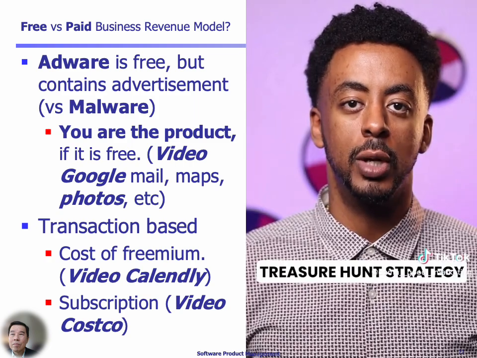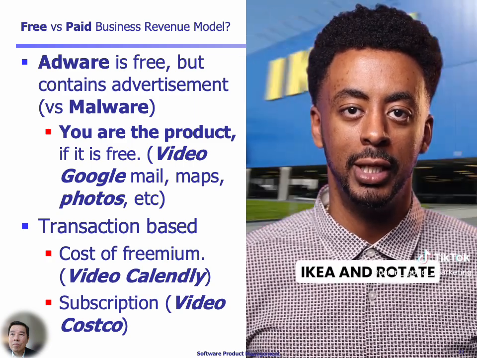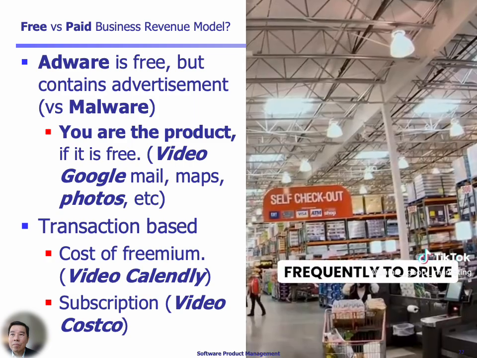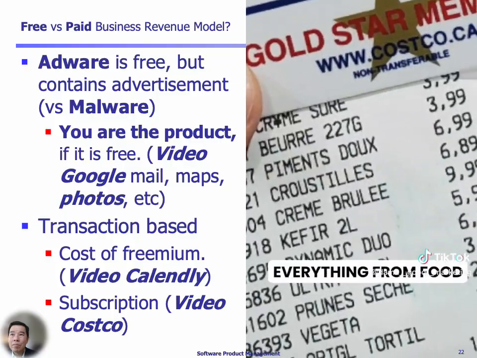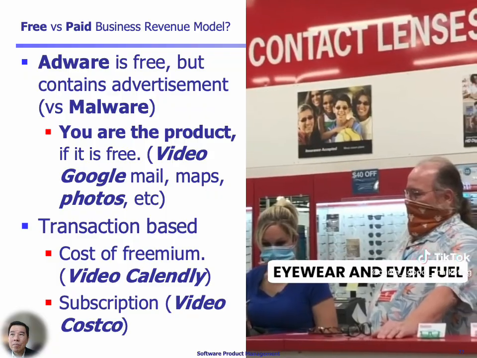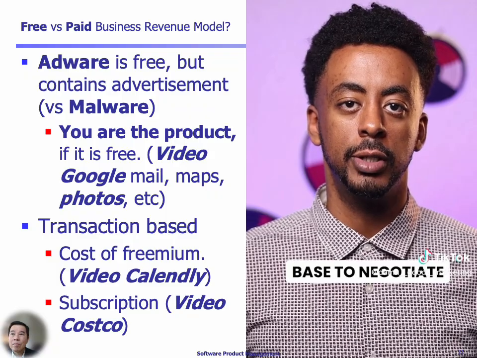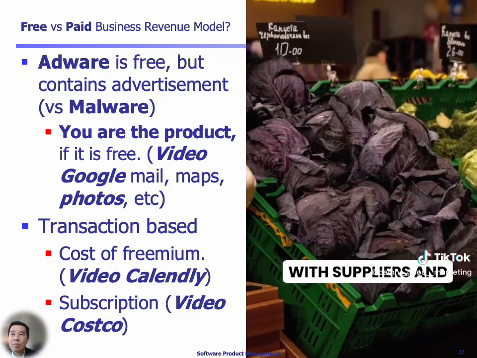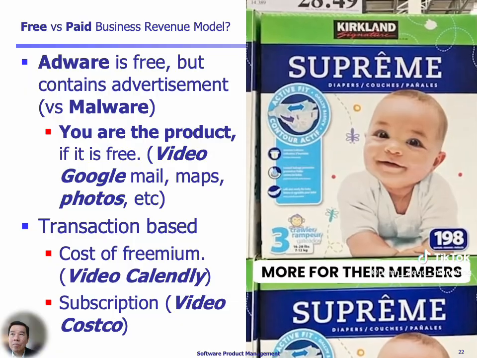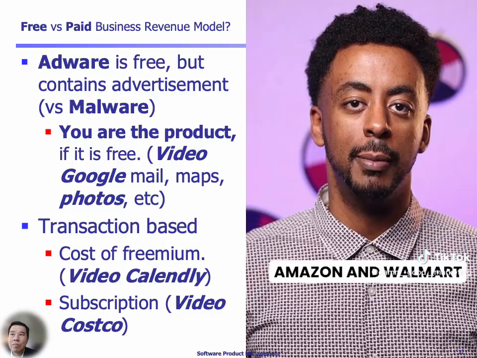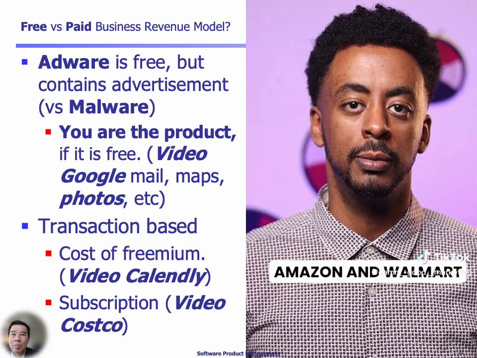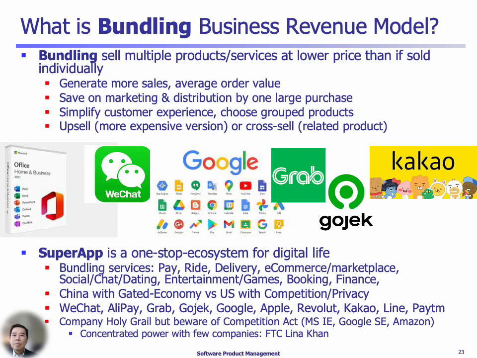They use a treasure hunt strategy very similar to IKEA and rotate their stock frequently to drive impulse purchases. And they keep their members with crazy good prices on everything from food, eyewear, and even fuel. They use their large member base to negotiate even better deals with suppliers and drive costs down even more for their members. And this is the story of how Costco became the third largest retailer, only after Amazon and Walmart. So we're going to cover all these three in class. Review them and see how they work or not work.